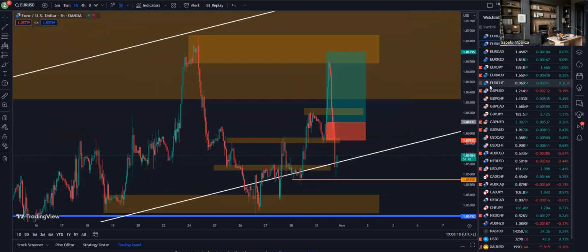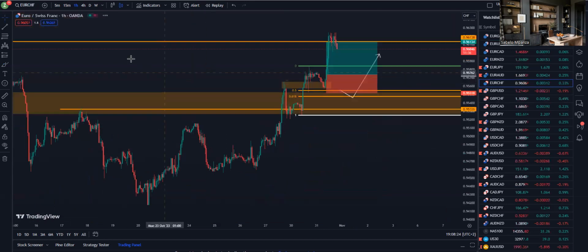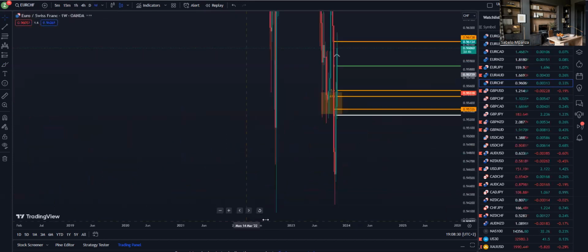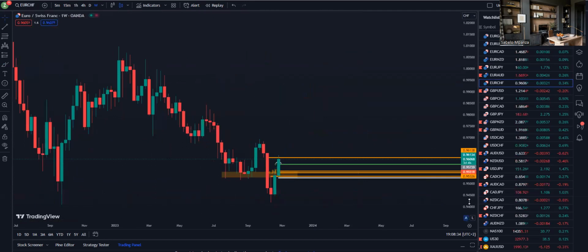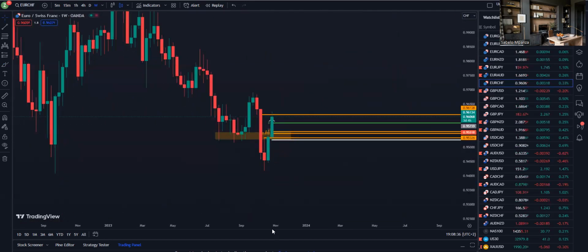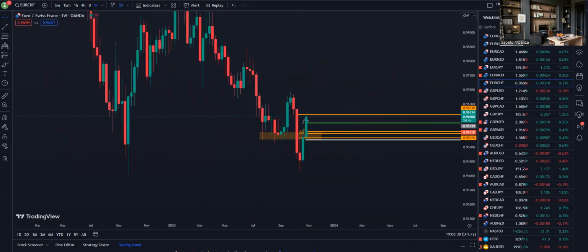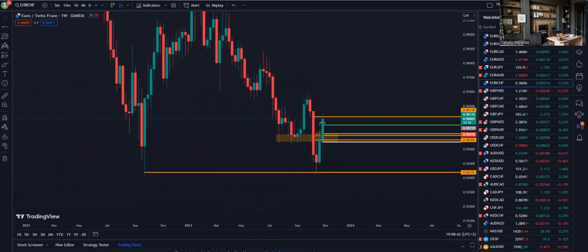So now let's move on to the CHF, Euro CHF. These trades were similar, but let's start on the higher time frame, looking at the overall structure. So the market is currently forming a strong double bottom here. This one and this one.